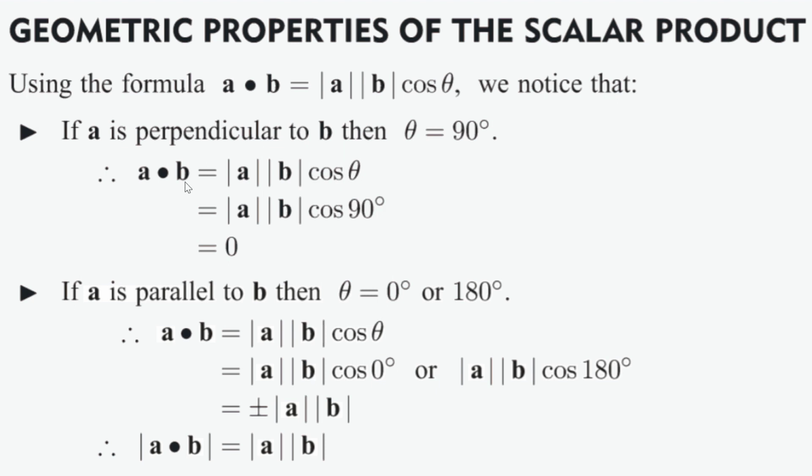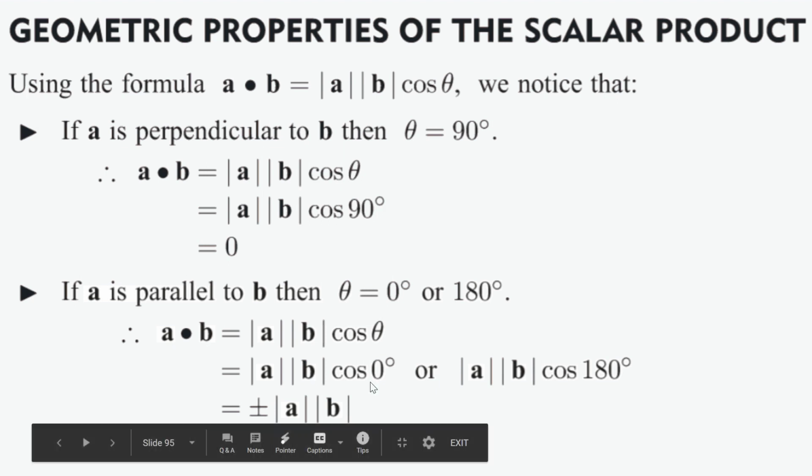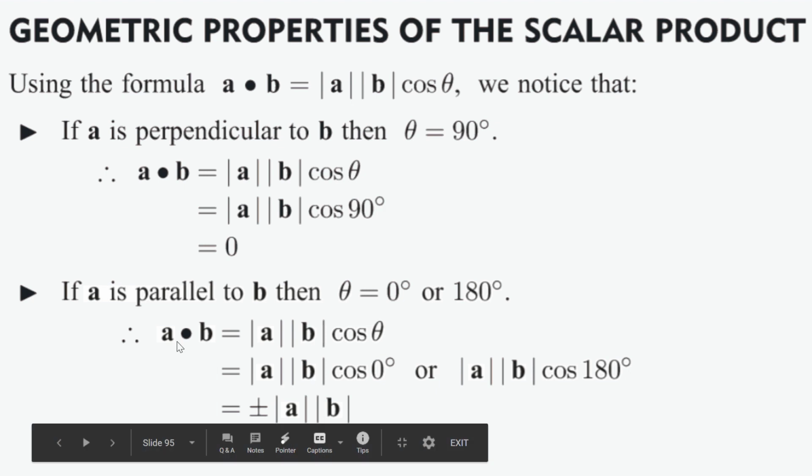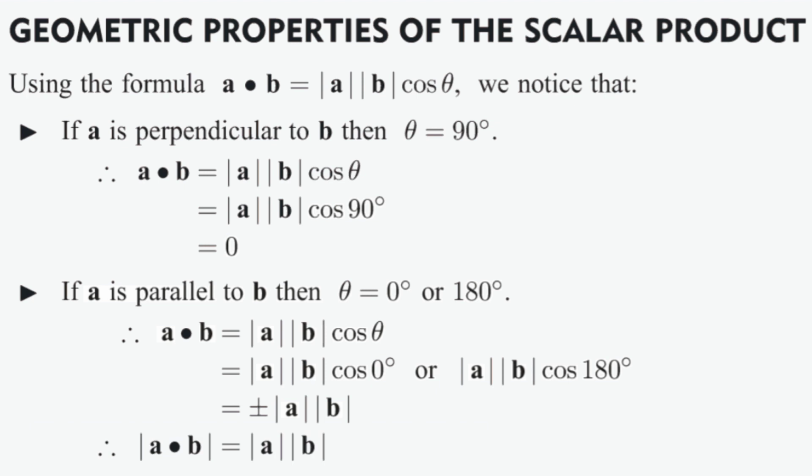Similarly, if the vectors are parallel, the angle between them is 0, or possibly 180 if they're going in opposite directions. Whether I'm talking about cosine of 0 or cosine of 180, cosine of 0 is 1 and cosine of 180 is -1. Therefore, if I have A dot B, in other words, the scalar product of vector A and vector B, and that is equal to the plus or minus magnitude of vector A times the magnitude of vector B, then I have parallel vectors.